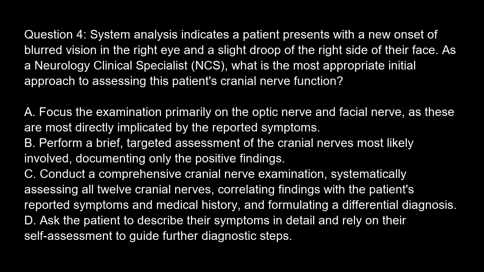Option B. Perform a brief, targeted assessment of the cranial nerves most likely involved, documenting only the positive findings. Option C. Conduct a comprehensive cranial nerve examination, systematically assessing all 12 cranial nerves, correlating findings with the patient's reported symptoms and medical history, and formulating a differential diagnosis. Option D. Ask the patient to describe their symptoms in detail and rely on their self-assessment to guide further diagnostic steps.